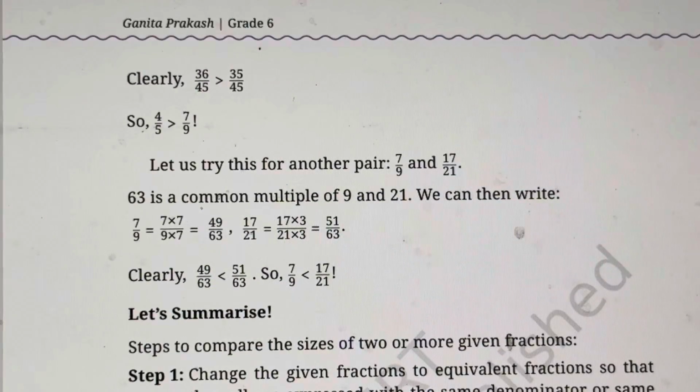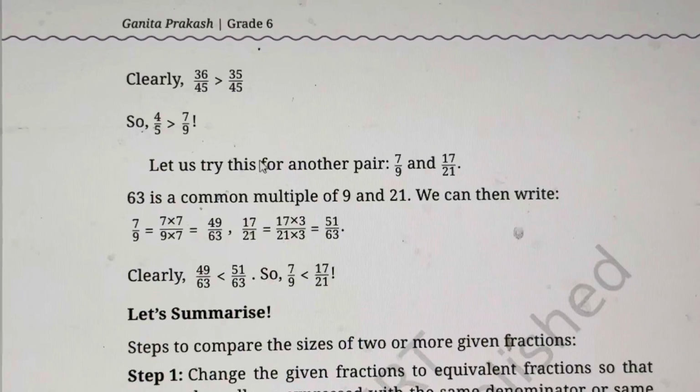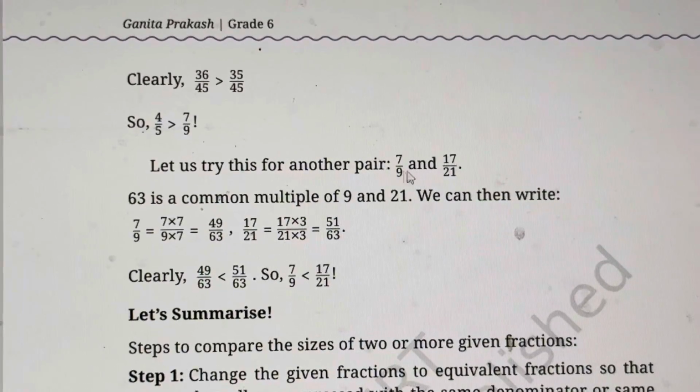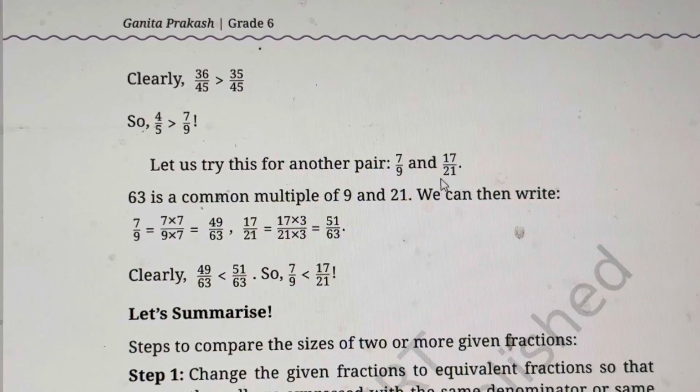So now you can easily say and write the original form then. The original form of 36 upon 45 is 4 upon 5, and for 35 upon 45 is 7 upon 9, right? Now one more example is given. Let us try for another part, that is 7 upon 9 and 17 upon 21. Now here 63 is a common multiple.